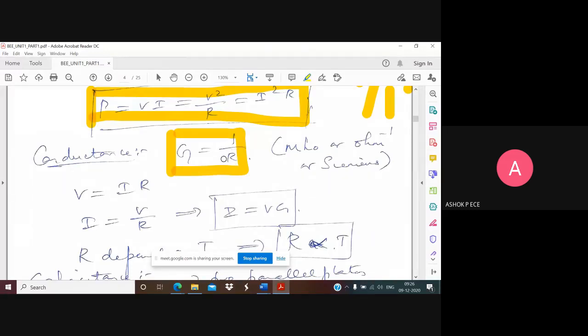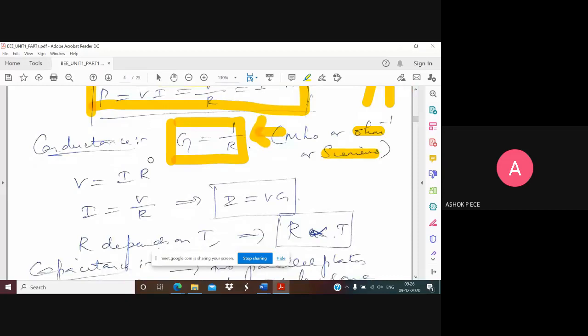So you know the unit of resistance is ohms, right? The unit of conductance is ohm written in reverse order, called MHO, or some books call it ohm inverse, some books call it Siemens. So you have 3 units for conductance. You can use whichever is comfortable for you. All the 3 units denote the same variable, conductance.